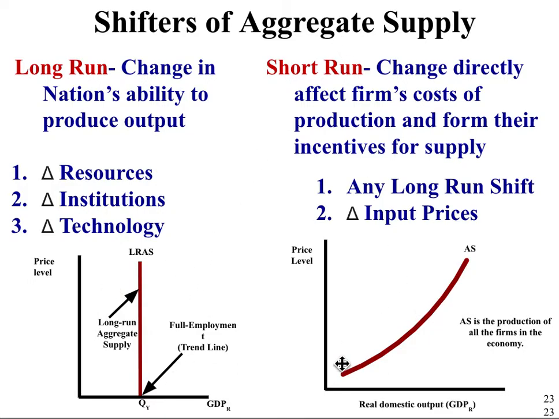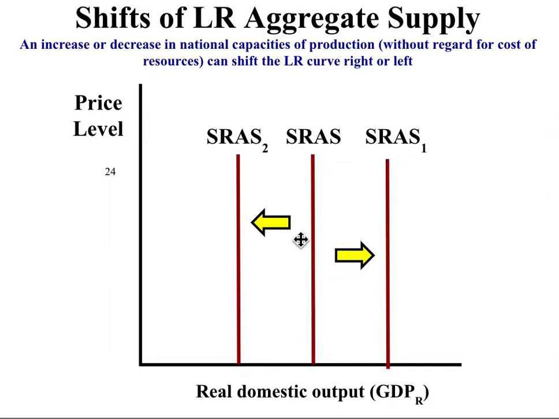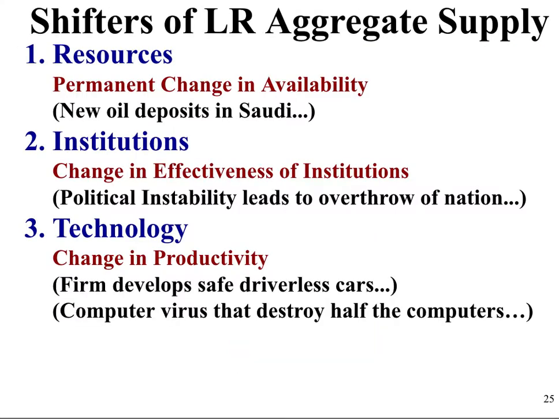And then short-run aggregate supply will shift with any of these RIT factors, because anything changed in the long run will change the short run, or if there's a change in input prices. So let's look at some examples of these. So again, shifts of long-run aggregate supply. If the whole nation has increased their capacity of production, there'll be a shift to the right. And if the whole nation has decreased their national capacity of production, there'll be a shift to the left.